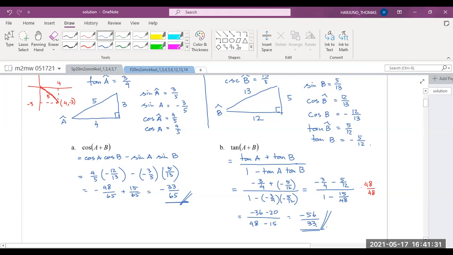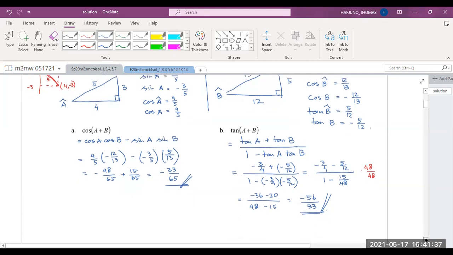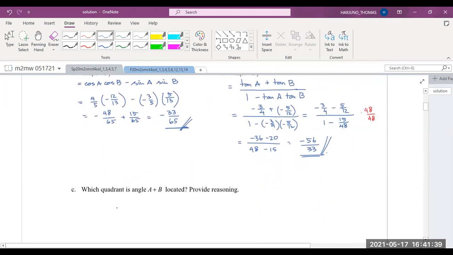Now then, because cosine and tangent are negative, these two angles must be in quadrant what? Cosine of A plus B is negative. Tangent of A plus B is also negative. Now that implies A plus B must be in quadrant 2.